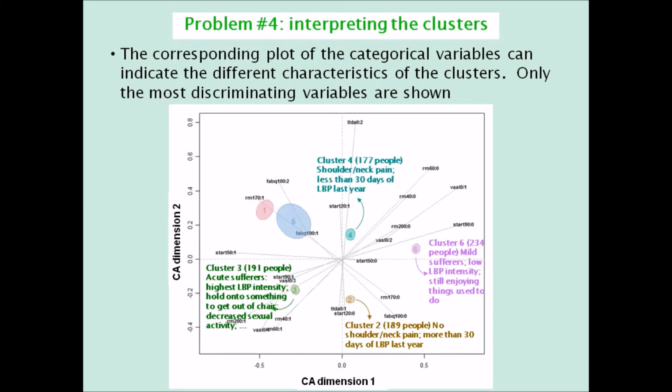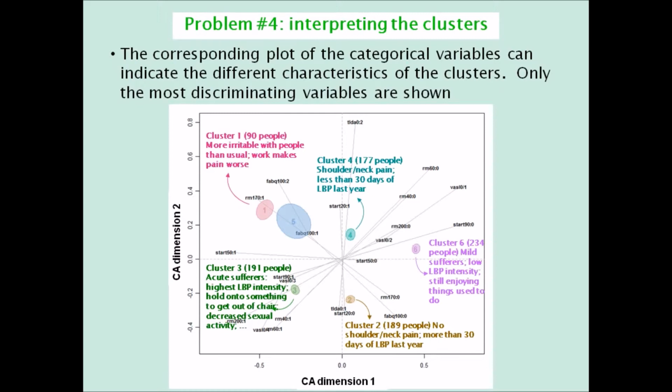Clusters 2 and 4 oppose each other on the second vertical dimension, characterized by shoulder and/or neck pain in cluster 4 with less than 30 days lower back pain per year, versus cluster 2 with more than 30 days back pain per year but no shoulder or neck pain. Cluster 1 consists of people with some psychological symptoms such as being irritable with people and daily life problems such as work making the pain worse.